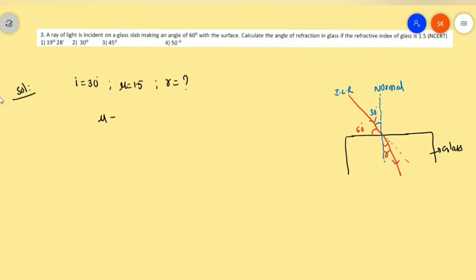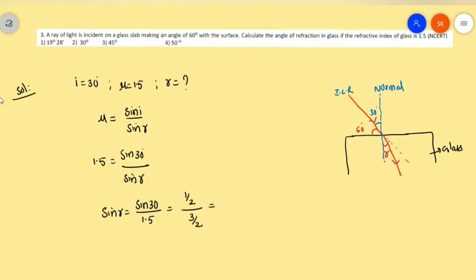For that, we know one formula: mu is equal to sin i by sin r. This is according to Snell's law. Right, mu is given as 1.5, sin i is sin 30 degree, by sin r. We have to find out r. That's why sin r is equal to sin 30 by 1.5. Sin 30 value is 1 by 2 and 1.5 we can also write as 15 by 10 or 3 by 2. This will be reversed. 1 by 2 into 2 by 3, the 2 will cancel. Then sin r we will get as 1 by 3. Then 1 by 3 means nearly 0.33 you will get.